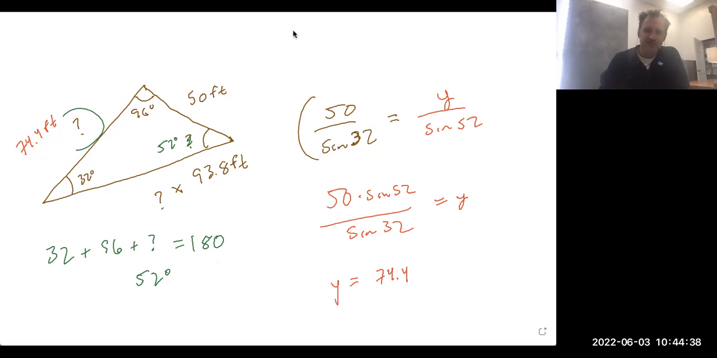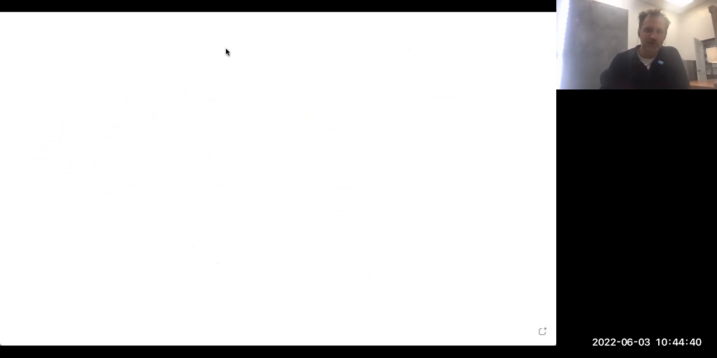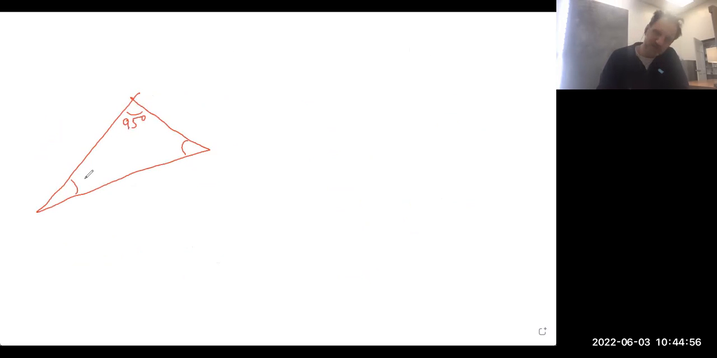A slightly harder version of this problem is where the only side that's given is across. So let's say this is 95 degrees, this is 20 degrees, and then I get that this side is 100 feet. So again, I can still use the law of sines here, but I have to supply that missing angle first to even get started, right? Because I don't have a pair.